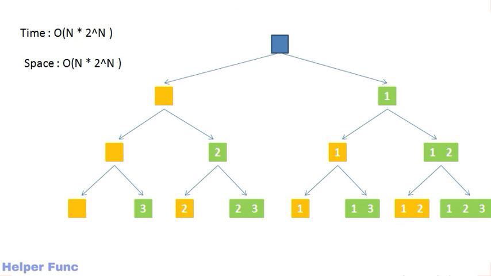Now the time complexity for this problem is order of n into 2 to the power n. 2 to the power n to generate all the subsets, and order n for copying them into the output list. And the space complexity is also the same because we have to keep all the subsets of length n, since each of n elements could be present or absent.